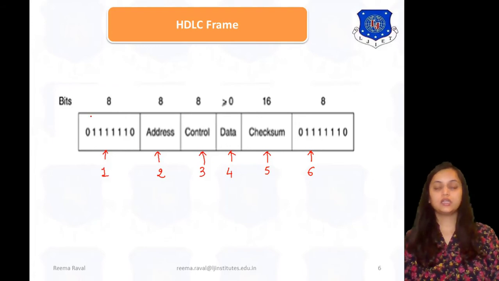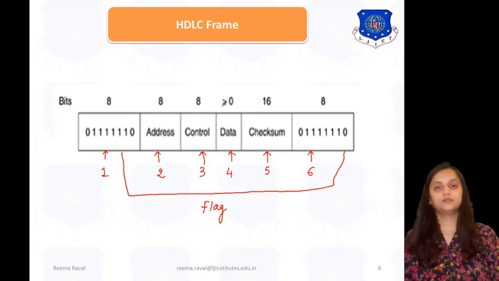Now what are these fields? The divisions of the frames are called fields. Here, as you can see, the HDLC frame structure has 6 fields. The first and the sixth are the flag fields, which indicate the starting and ending of the frame. These are of 8 bits, or else you can say 1 byte. The flag bit pattern is 0, six 1s, and 0. Similarly, at the ending of the frame, it is the same flag pattern 0, six 1s, 0.